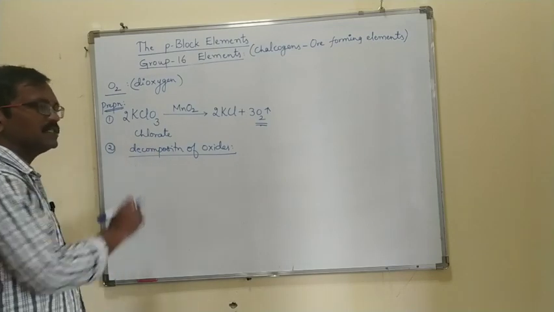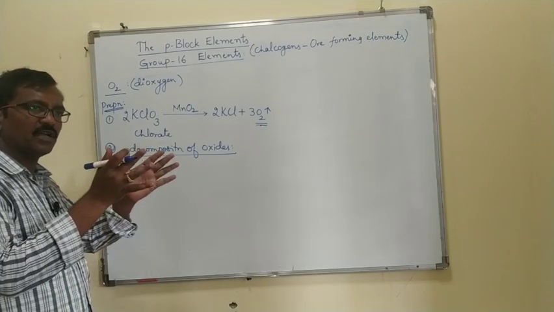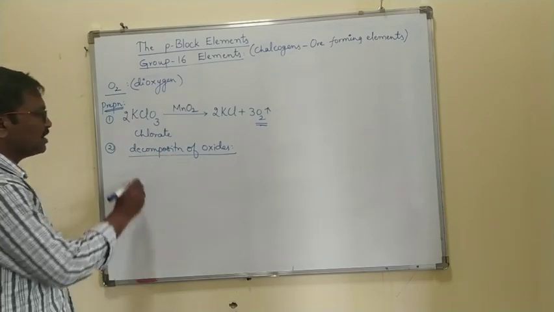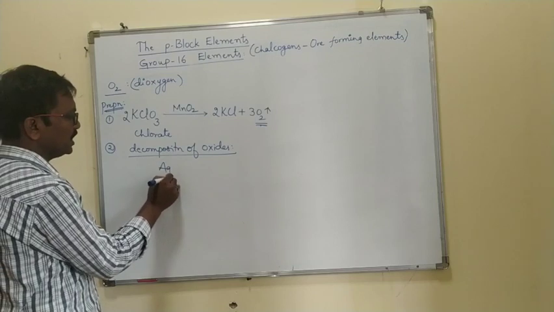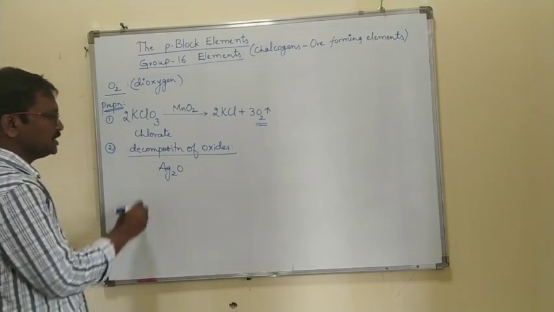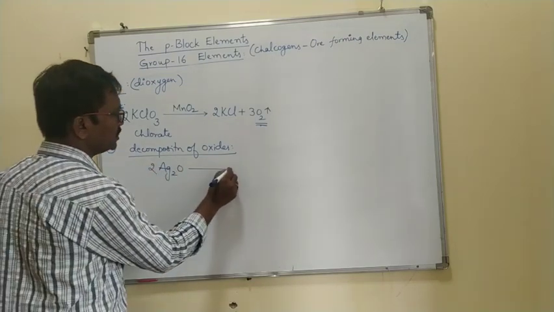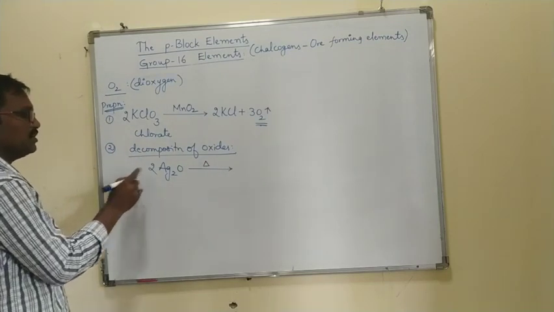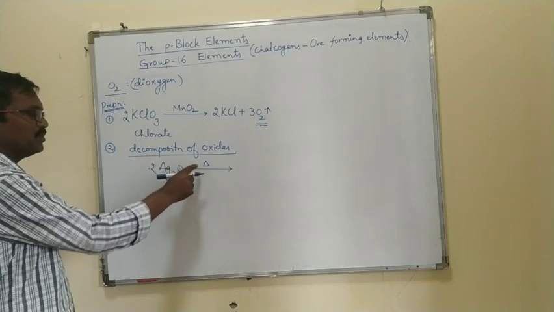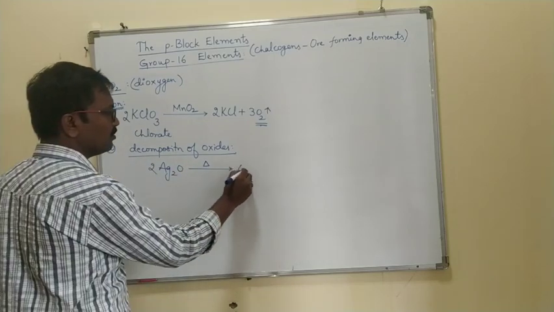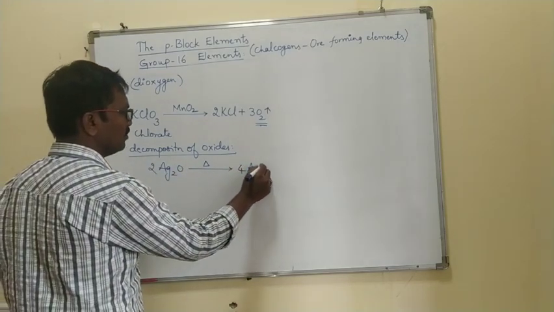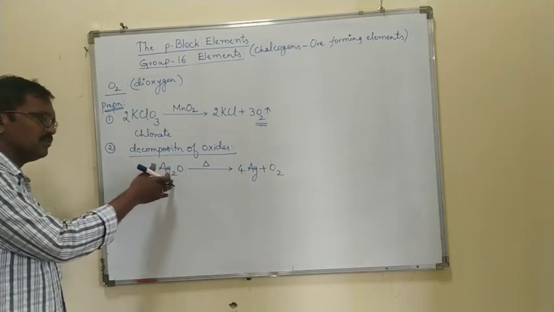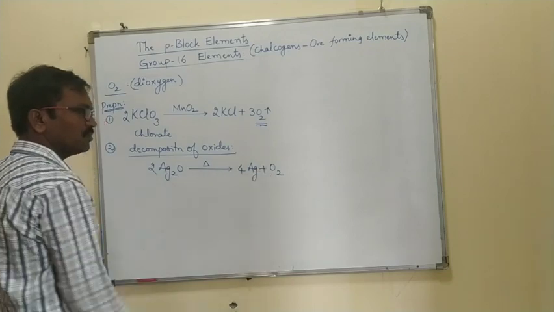Composition is the opposite of decomposition, right? One compound divided into 2 compounds is known as decomposition. So Ag2O undergoes thermal decomposition. You have to heat the oxide, and it gives 4 silver plus oxygen. Just one compound divided into 2 components.